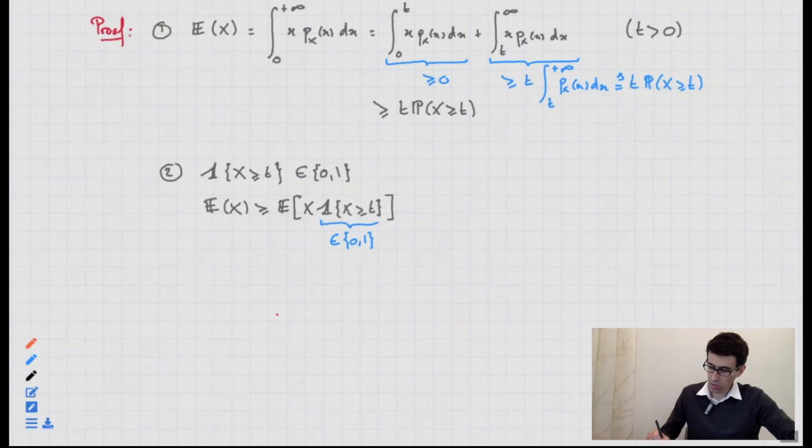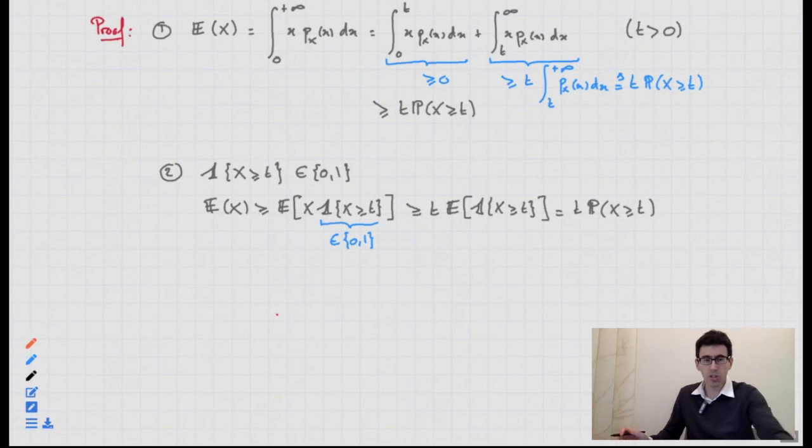And so as a result, this X is always greater than t. So you can lower bound it by t, which is a constant random variable. And so you can lower bound it by t times the expected value of the indicator function that tells us that X is greater than or equal to t. And as we argued before, this is just t times the probability that X is greater than or equal to t. And that's again Markov's inequality.